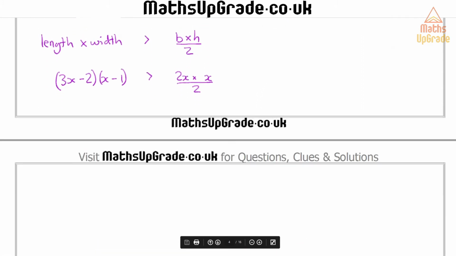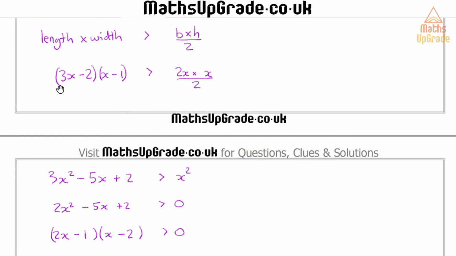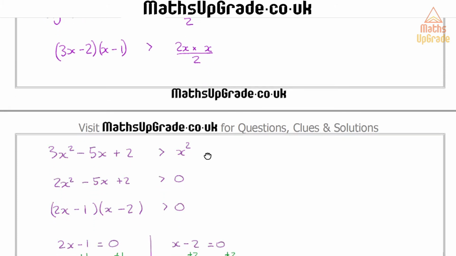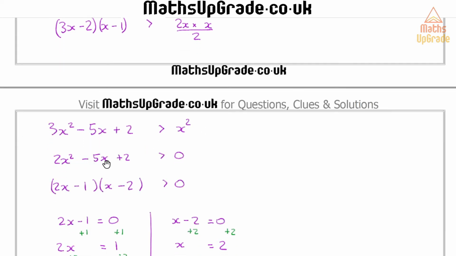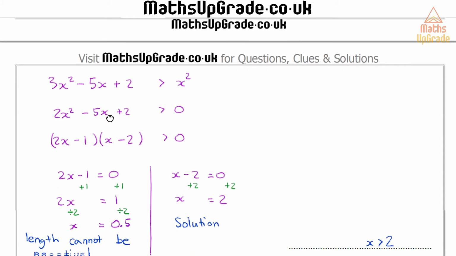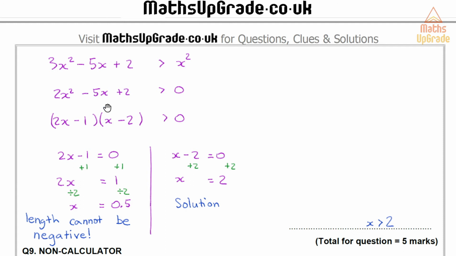What I'm going to do is just neaten this up. So I'm going to expand the brackets on the left hand side, which gives me this. I'm going to cancel the factor of 2 on the numerator and denominator on this side of the inequality. So that leaves me with just x times x, which is x squared. Now I'm just going to subtract x squared from both sides, which leaves me 2x squared minus 5x plus 2 is greater than 0. So here's my quadratic now. Now I'm going to factorize this expression, which gives me 2x minus 1, x minus 2, which is greater than 0.